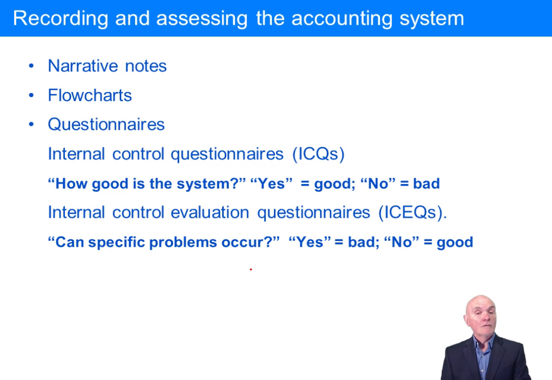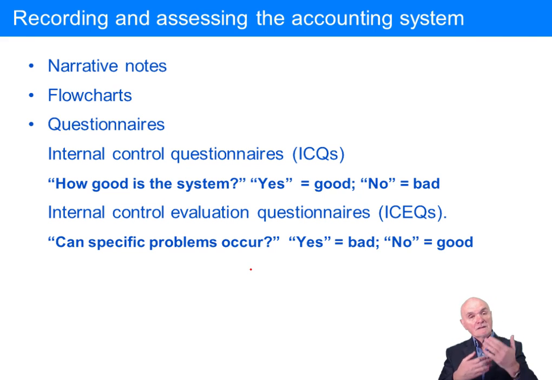How do we record the system? First of all, we have narrative notes. In other words, you write a little essay, a little paragraph saying what has happened. So this would literally say something like, when goods are received, the staff in the goods receiving bay in the warehouse have to count the goods, and they compare that to what was ordered. And if the goods that they've received agree to what was ordered, then they sign the copy order as evidence that this check has been carried out.